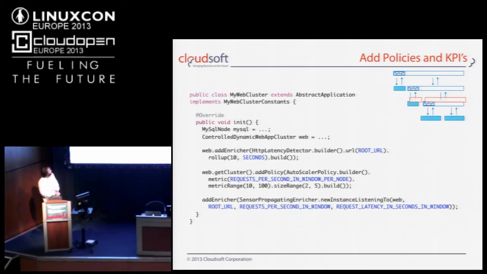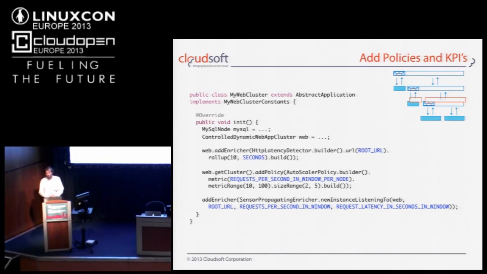In this third line, where we add an enricher, we're actually telling it, compute latency, go against the URL sensor that the cluster will publish, and take 10-second roll-ups. So we get rolling averages of the latency against our cluster. And that will get published as a sensor attached to the web tier. We can then add a policy, and we'll add the autoscaler and attach that to the web cluster.